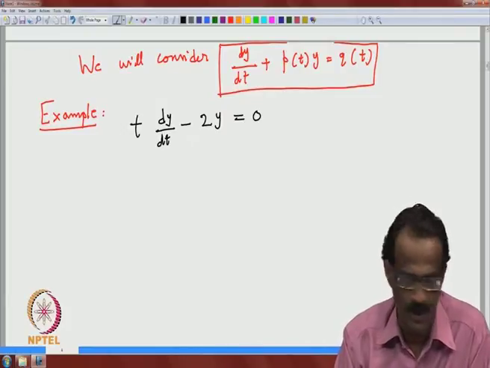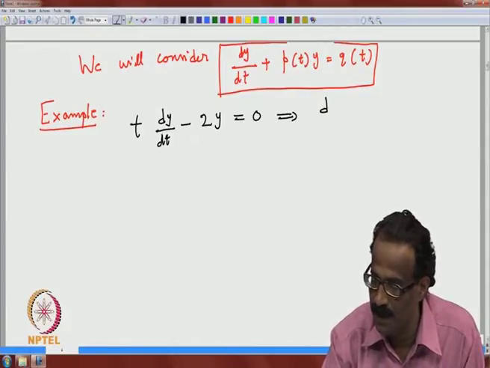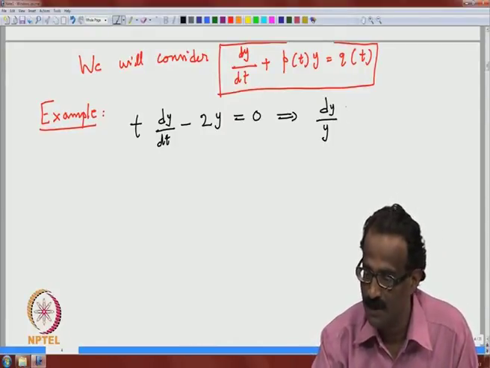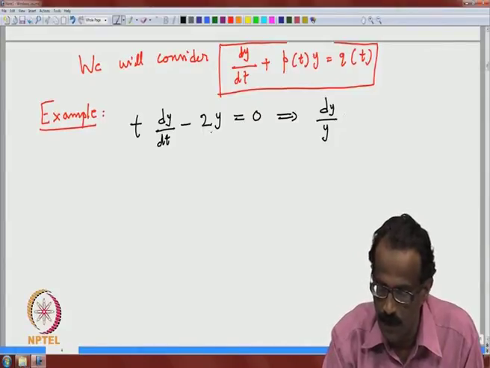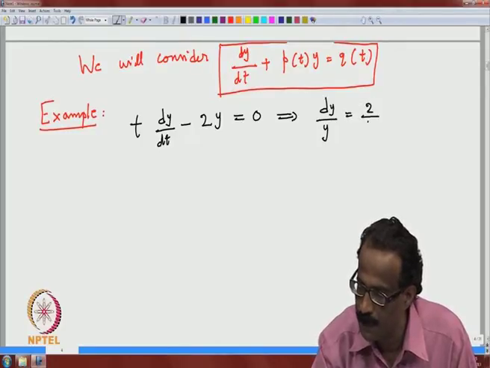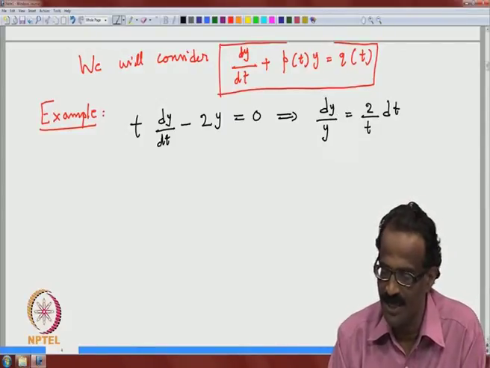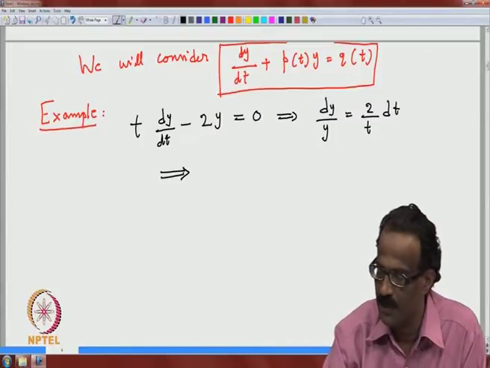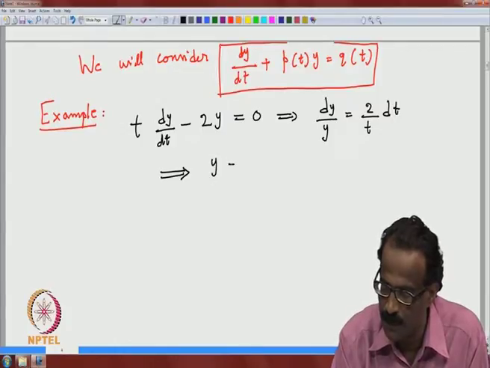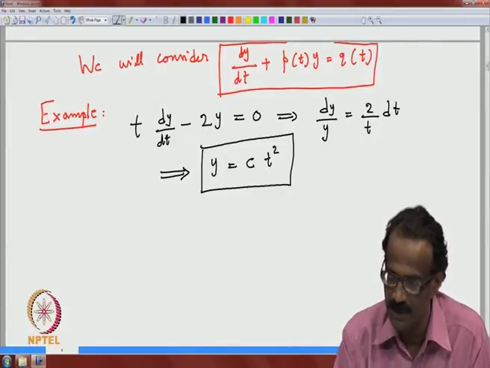You follow your normal procedure. Now you know the meaning of the change of variable formula, which we explained in the beginning. So this is nothing but dy by y is equal to 2 dt by t. You integrate, that is a simple integration, and I will not do the calculation here. You can write log mod y, log mod t and all that. At the end of it, you will get y is equal to c t square. So that is the general solution for this equation.